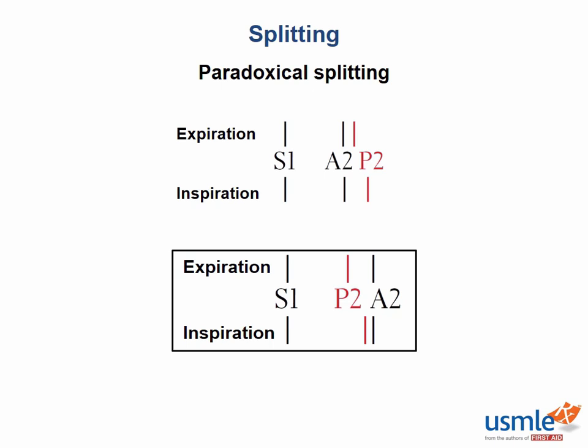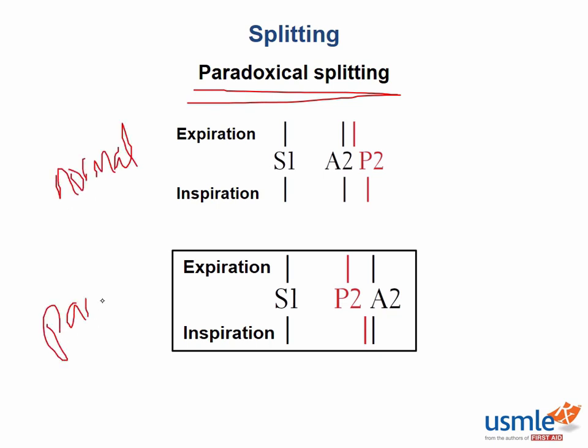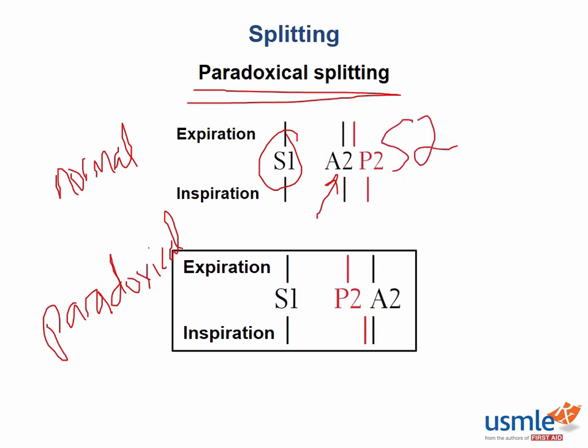The final abnormality in splitting that we're going to discuss is called paradoxical splitting. Let's look at the normal splitting and then paradoxical splitting and compare the two to really understand what's going on here. In normal physiologic splitting, we see S1 followed by A2 preceding P2 to compose the S2 heart sound. In paradoxical splitting, we can see that this has reversed. It has changed. It is paradoxical. The pulmonic closure occurs before the aortic closure, so we can see P2 precedes A2.